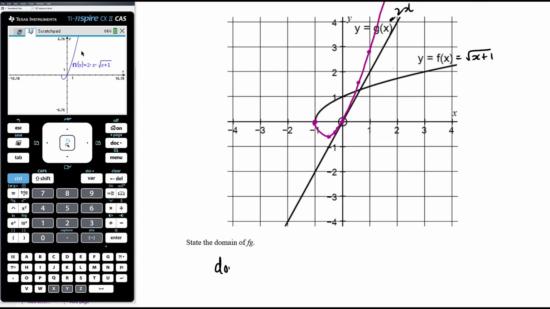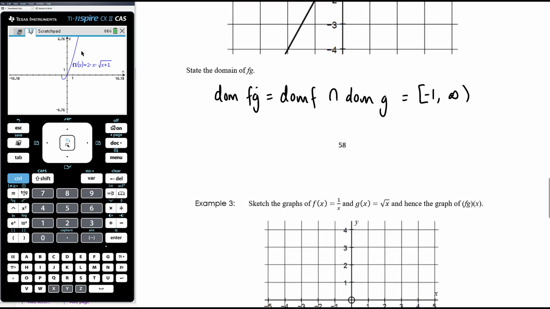Again, the domain of fg is going to be the intersection between the domain of f and the domain of g. And that's purely just because both functions have to exist in order for you to multiply their y values together. And so in this case, the domain of g is R, but the domain of f is only -1 to infinity. So that will also apply to the product graph.